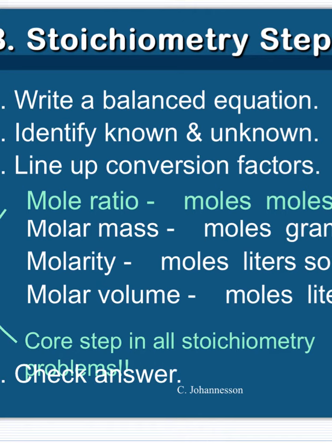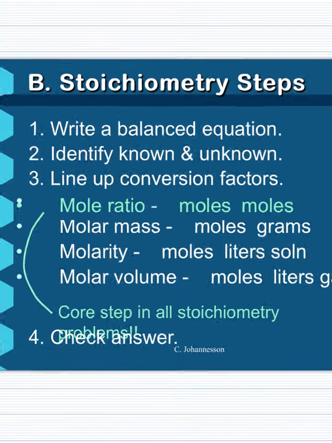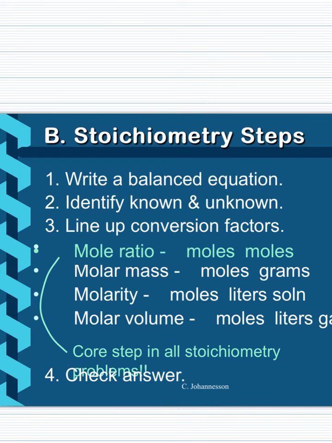Number 2, you have to be able to identify the known and the unknown. Understanding what the problem is giving you and understanding what it's asking you to find is going to guide you through the problem. This is also going to help you with writing your ratio. So when you write a ratio, you are writing the ratio of the known.